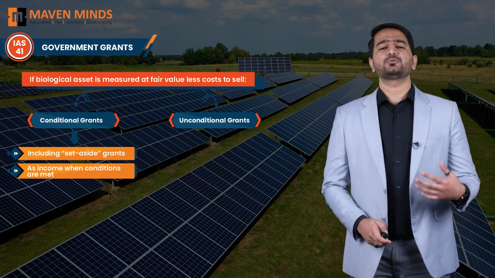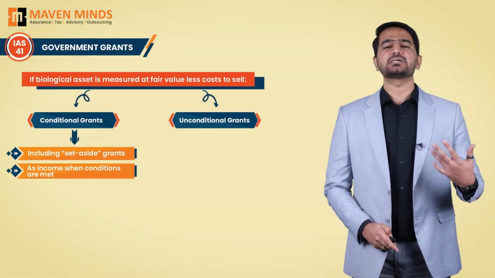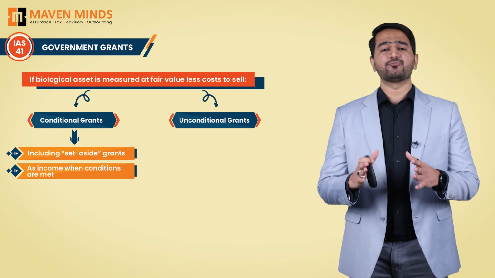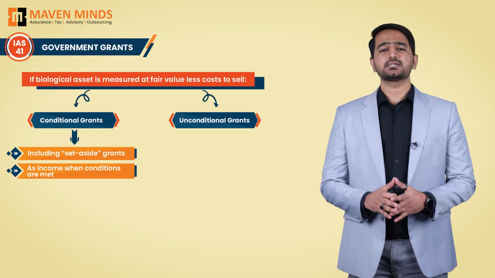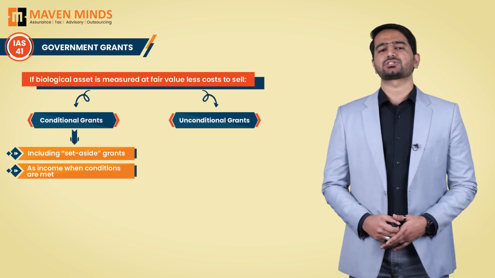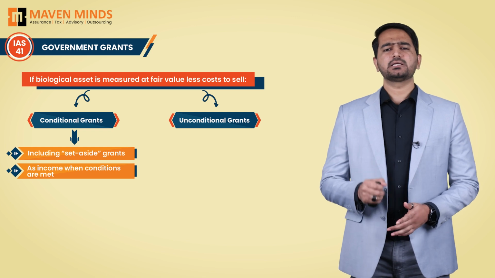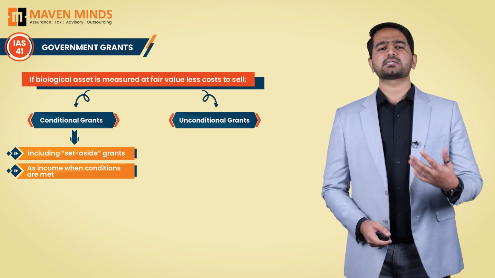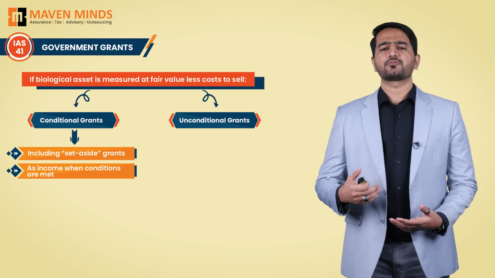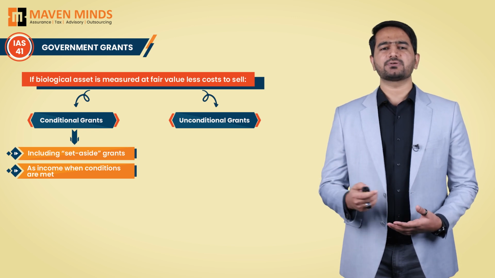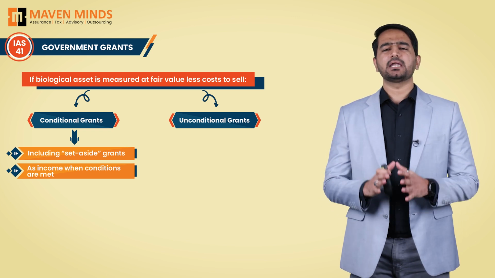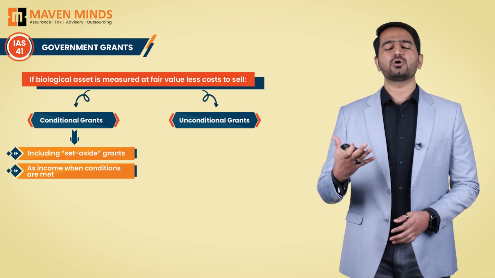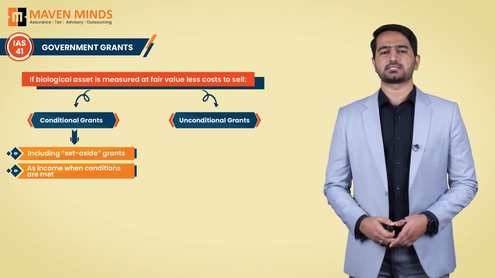Now, let's move to the second type, the unconditional grants. Unconditional grants are exactly what they sound like: grants with no conditions attached. Imagine the government gives a farmer a subsidy simply for owning a certain number of cattle or for planting crops in a specific region. There are no additional requirements. The grant is given purely based on the existence of the biological asset.